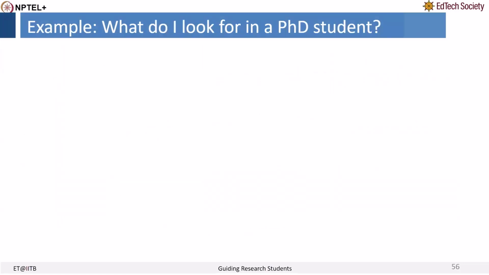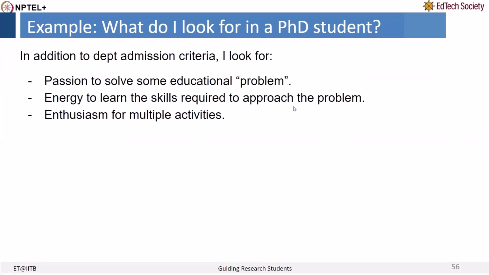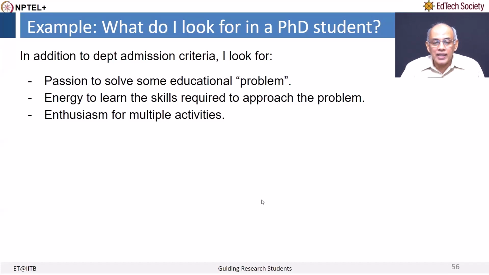Now coming to an example. What is it that I look for in a PhD student? In my case, in addition to the department admission criteria, I look for passion to solve some educational problem. I look for energy to learn the skills required to approach the problem, and enthusiasm for multiple activities.